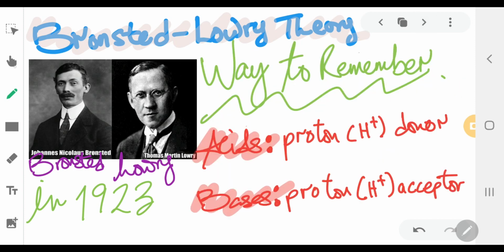Right. Now, a way to remember Bronsted-Lowry theory. It's quite easy. Acids are proton H plus donors, and bases are proton H plus acceptors. It's quite easy.